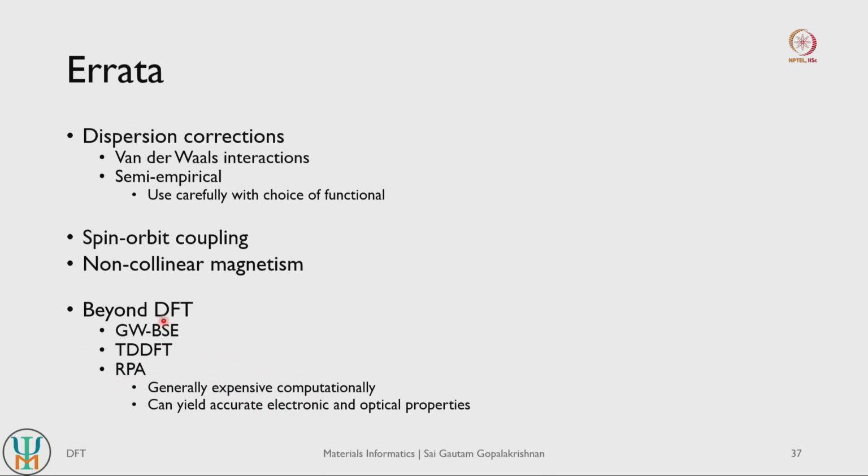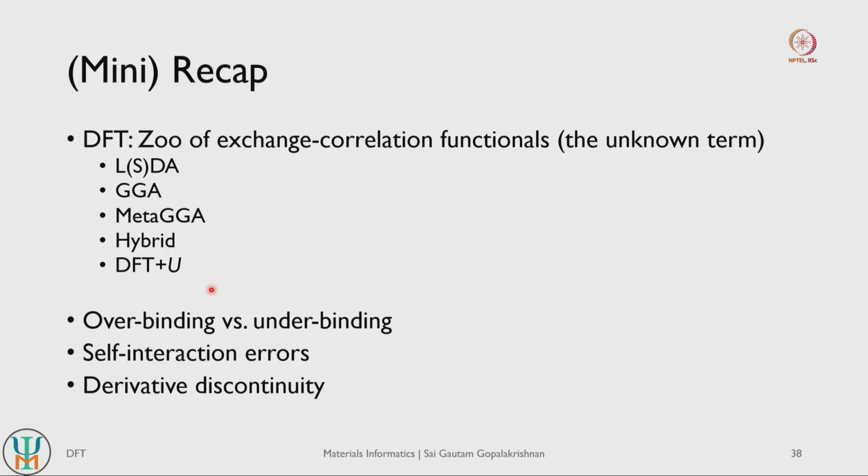But all of these calculations are generally very computationally expensive, but they can yield very accurate electronic and optical properties. So if you have to use them, use them with care, because these can be quite expensive computationally. So these are just an additional set of calculations or approximations to keep in mind if you are interested in systems that have dispersion corrections, that have spin orbit coupling, or if you are interested in properties that are beyond the DFT scale. Okay. So we will take a recap and then stop with this lecture.